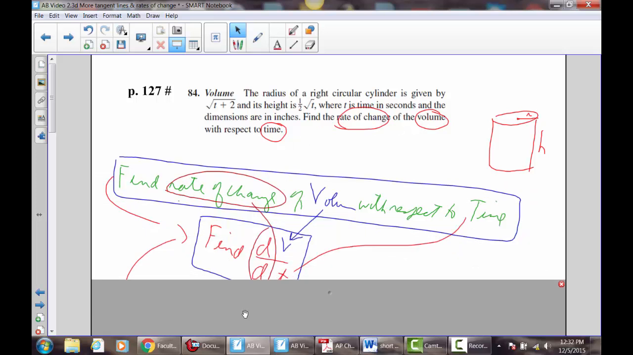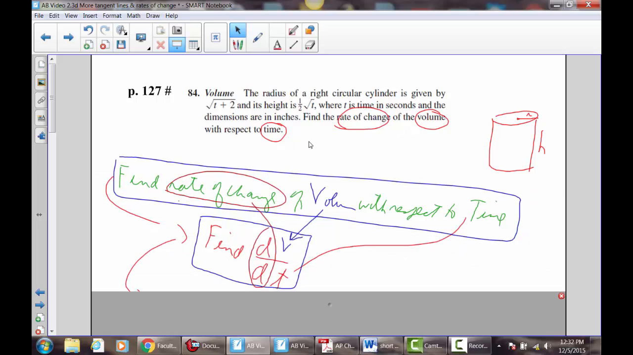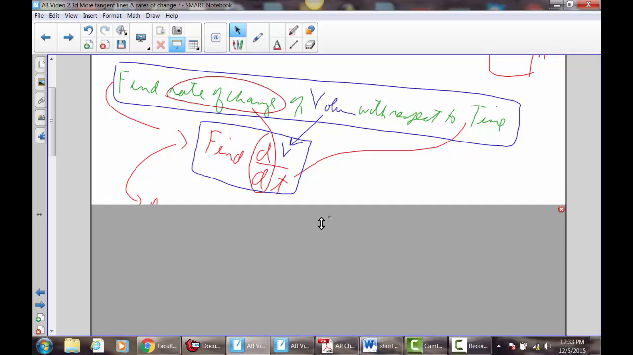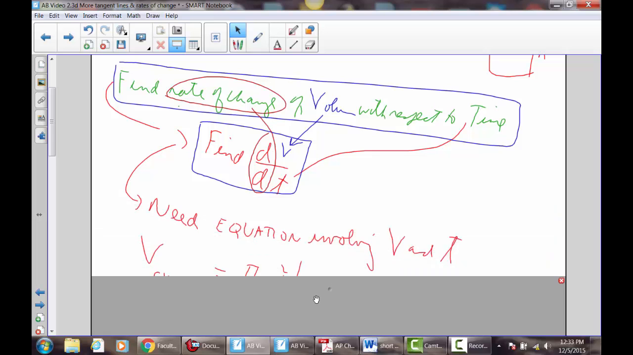You are looking for d/dt, the derivative of the volume, that'll be in the numerator, with respect to time, that'll be the denominator. So what you need is an equation that relates the volume and the time, and then you'll take the derivative with respect to time of both sides.